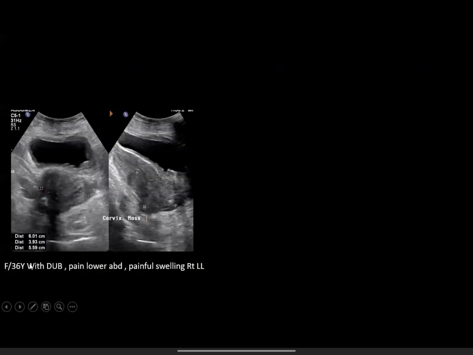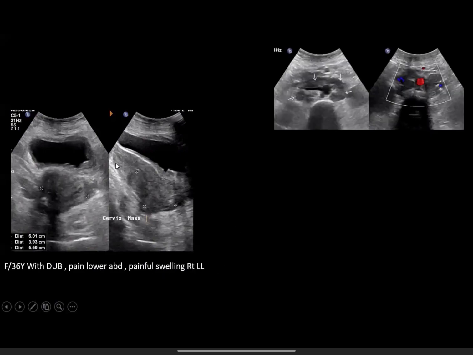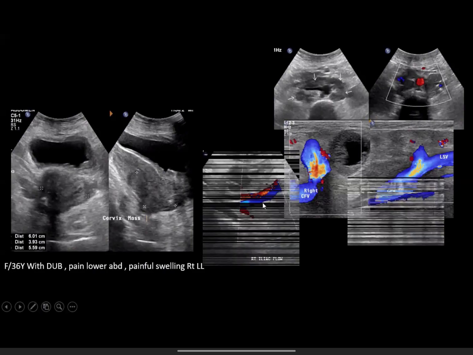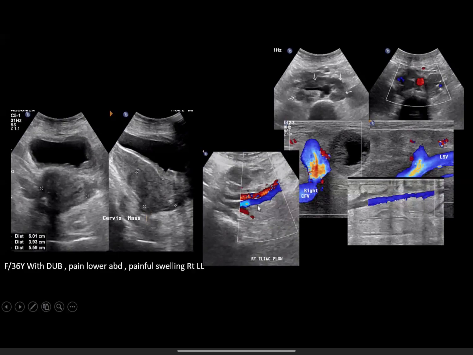Another case, female, 36, with pain and swelling in the right lower limb. This is a suprapubic scan showing the uterus with a thick, irregular, and large cervix, suggestive of carcinoma of the cervix. Multiple para-aortic and iliac nodes are causing compression of the iliac vein. However, the femoral vein and saphenofemoral junction were normal. A necrotic node is present in the inguinal region. Flow is present in the great saphenous vein and leg veins.